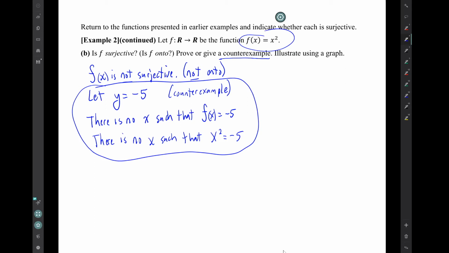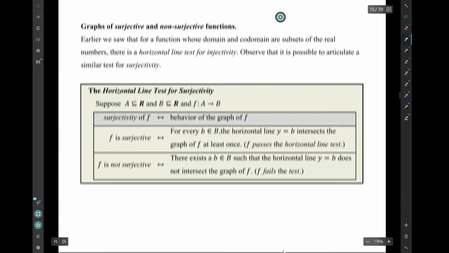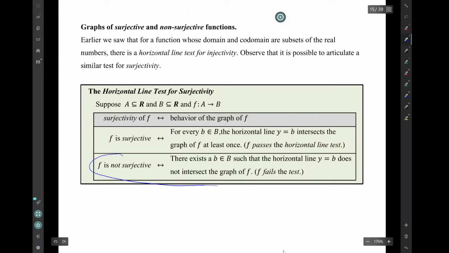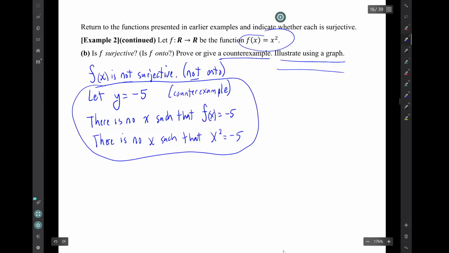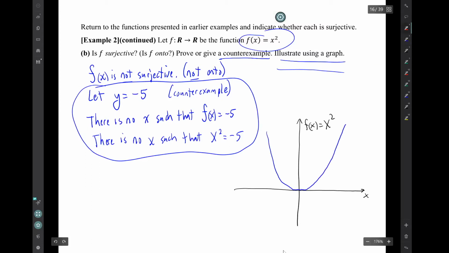All right, we're supposed to illustrate using a graph. So how do we do that? Well, remember this horizontal line test for surjectivity. If a function is not surjective, then there must be a horizontal line with equation y equals b, where b is some number in the codomain, that does not intersect the graph. Well, we've got a line right there that we can use. The horizontal line, y equals -5, does not intersect this graph at all.